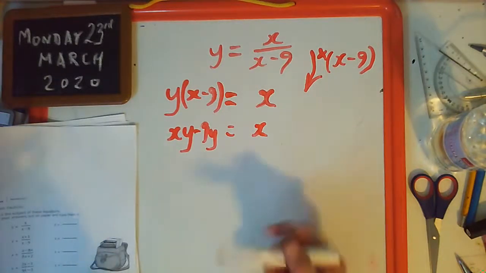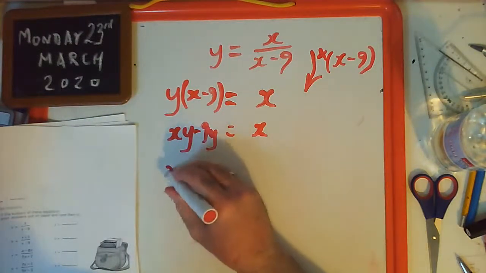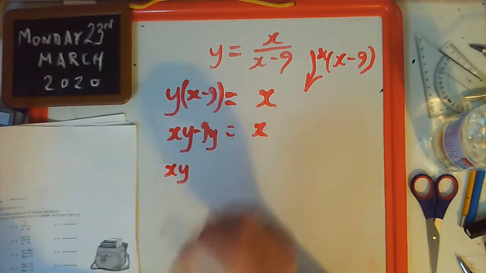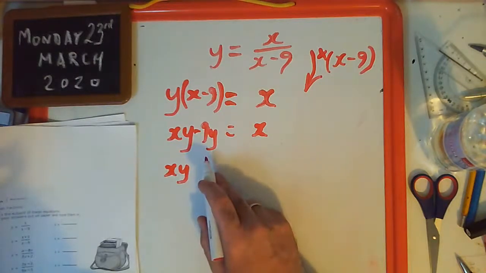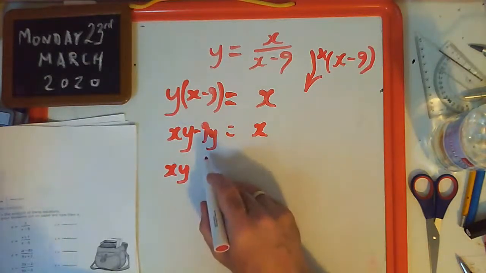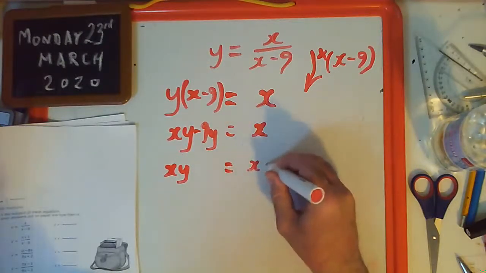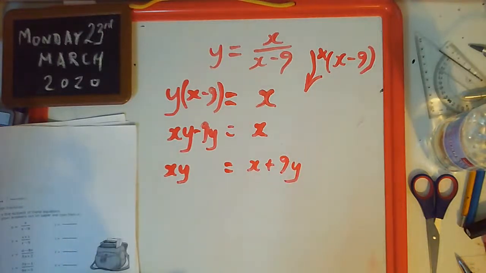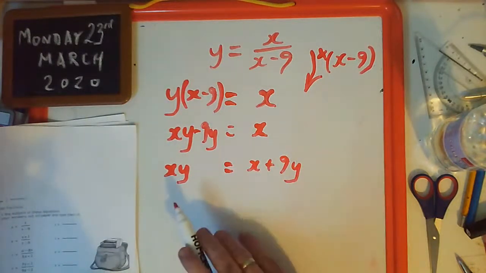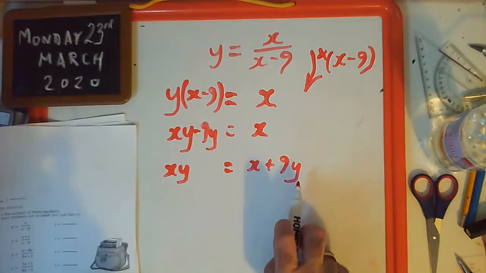Remember, I'm trying to get all the x stuff on the one side and all the other stuff on the other side. So I'd quite like to have that xy on its own because it's got an x in it and get rid of this minus 9y. So I'm going to get rid of that by adding 9y to both sides. But then I've got to add 9y to the other side as well to make it balance. So I've got xy equals x plus 9y.